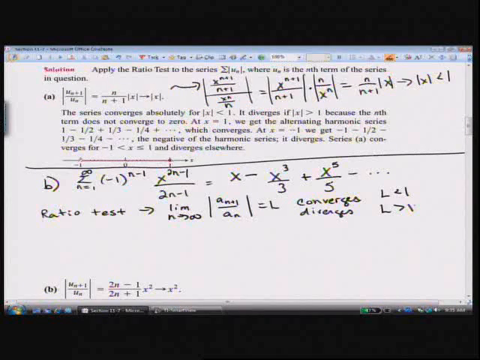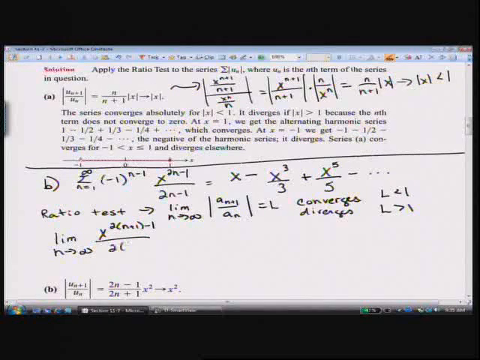Okay? So what we're going to do is we're going to take this a sub n, and we're going to pop it in here. So we have to look at the next term, which means we're going to put n plus 1 in for n in that. So we're going to look at the limit as n goes to infinity of x to the 2 times n plus 1 minus 1 over 2 times n plus 1. That's a sub n plus 1. Then we're going to divide that by a sub n, which is x to the 2n minus 1 over 2n minus 1.